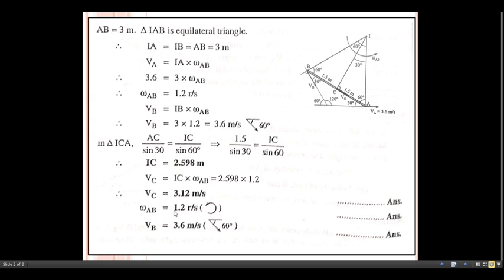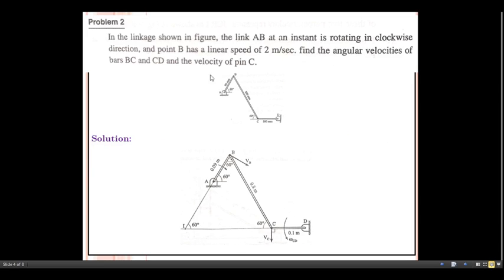And the angular velocity of this bar AB is nothing but 1.2 radian per second. And the next one, the linear velocity at point B, is nothing but 3.6 meter per second. I hope this problem is clear to you. We'll move towards the next one.